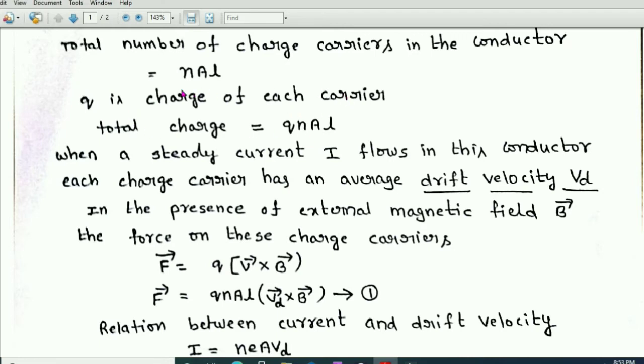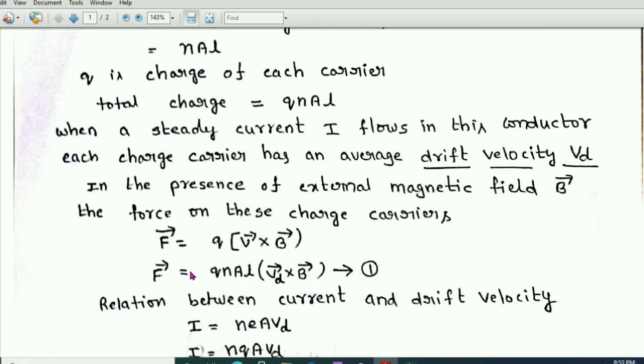We have already obtained the expression for the total charge of the conductor, q n A L. So in place of Q I am writing the total charge. We have written q for one charge carrier, and in the conductor there are nAL charge carriers in total, each having a charge small q. And V becomes Vd, because in the presence of an electric field, whenever current flows, all the electrons move with average velocity Vd bar. So F bar is q n A L into Vd bar cross B bar. This is the magnetic force experienced by the conductor in the presence of the magnetic field. That is equation number 1.